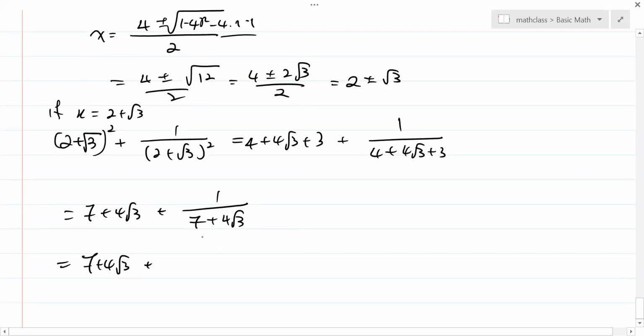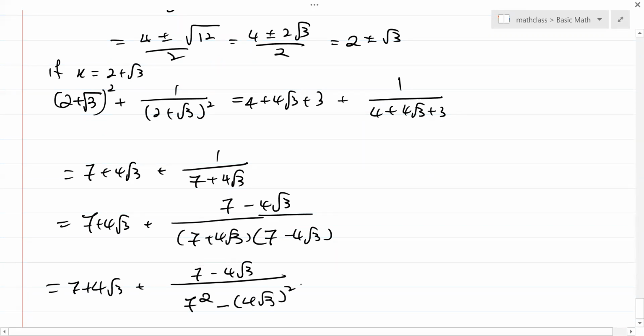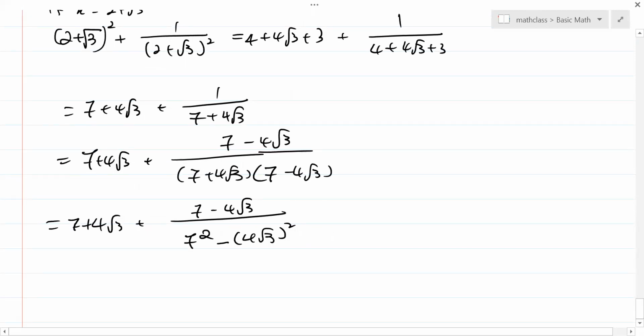Okay, and then how do you do this? You rationalize the denominator. I put 7 minus 4 square root of 3, 7 minus 4 square root of 3. When you multiply the numerator and denominator by the same factor, it changes the sign. So what I get here is 7 squared minus 4 square root of 3 squared. Let's see what we get.